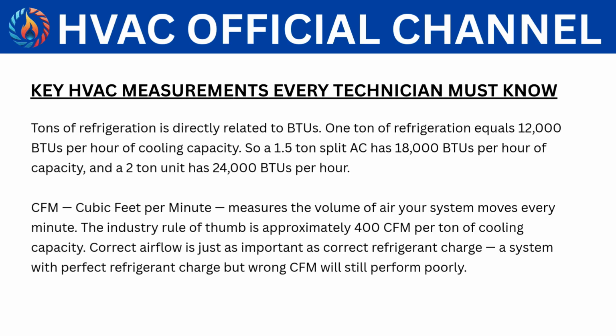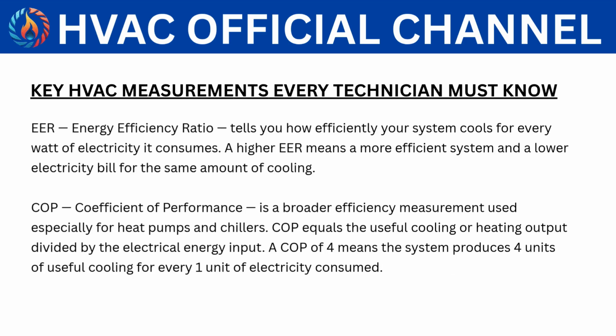The industry rule of thumb is approximately 400 CFM per ton of cooling capacity. Correct airflow is just as important as correct refrigerant charge. A system with perfect refrigerant charge but wrong CFM will still perform poorly. EER, energy efficiency ratio, tells you how efficiently your system cools for every watt of electricity it consumes. A higher EER means a more efficient system and a lower electricity bill for the same amount of cooling.